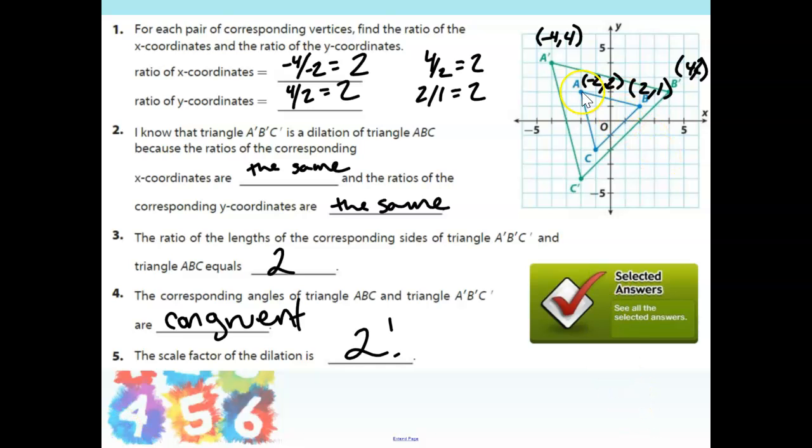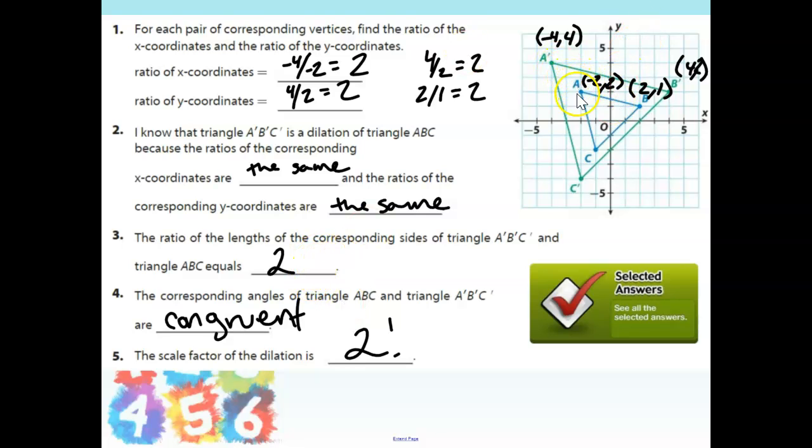All right, let's see how you did. I looked at my A's and my B's. I did not also look at my C's, but if I did, I'd find that in all the cases, I would end up with 2. I know it's a dilation because the ratios of the x-coordinates are the same, and the ratios of the y-coordinates are the same, or you could have said they're 2. Number 3, I forgot, is kind of a pain. You'd have to do the Pythagorean theorem to figure out the lengths of these, and we're not going to worry about that because we know both methods work, so we're just going to say it's 2.